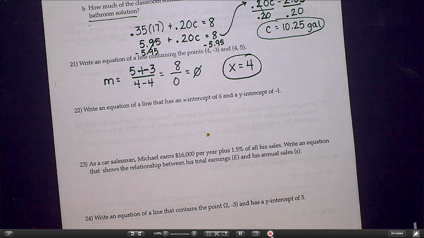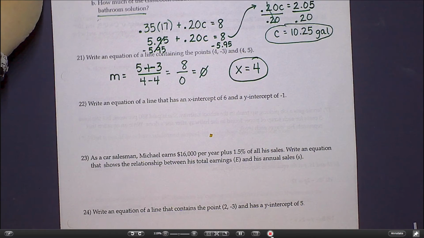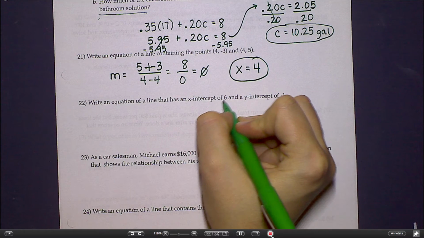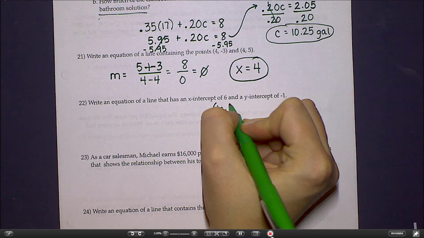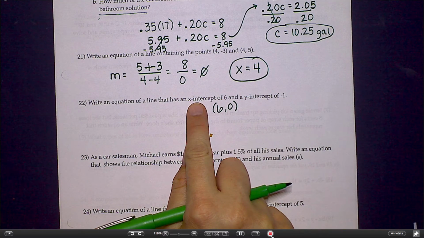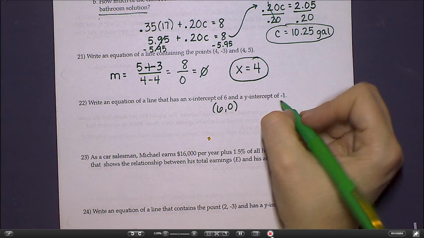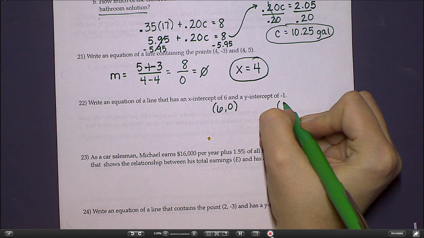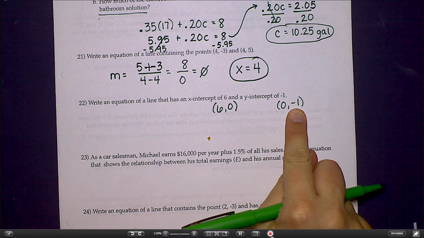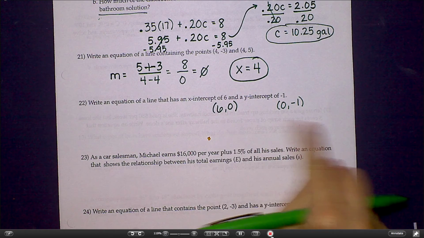Okay. All right, number 22. An equation of a line that has an x-intercept and a y-intercept. Now the problem here is that we don't have a slope. But what I can do is make both of these into coordinates. So that would be 6, 0 because that's the x-intercept. So the 6 needs to be in the x spot. And a y-intercept of -1. So we need to put the -1 in the y spot. So here are my two coordinates.